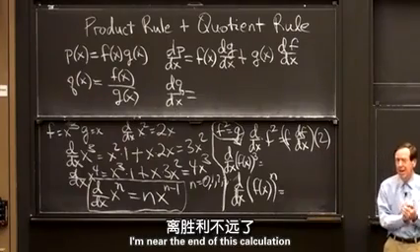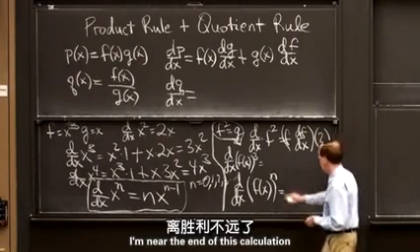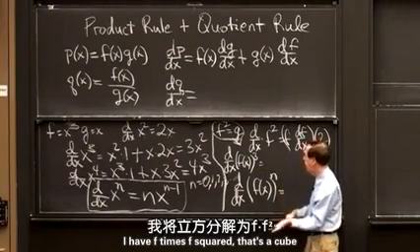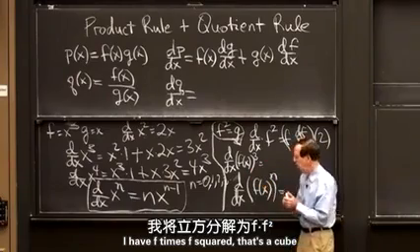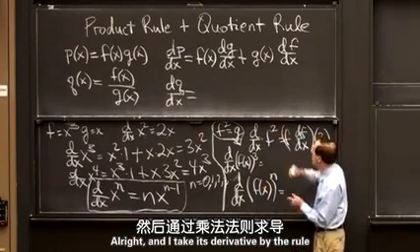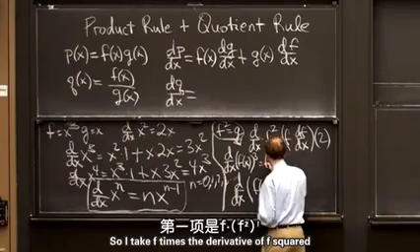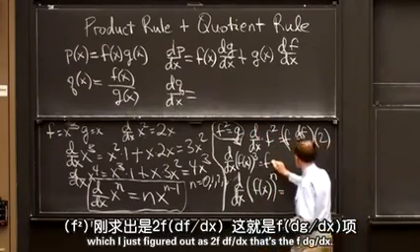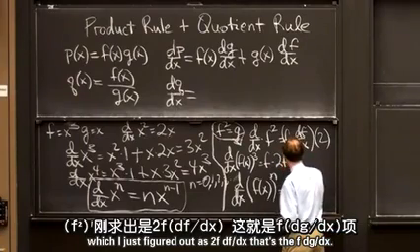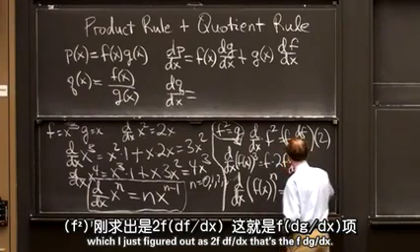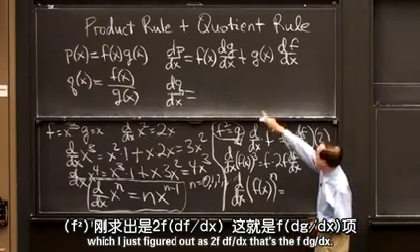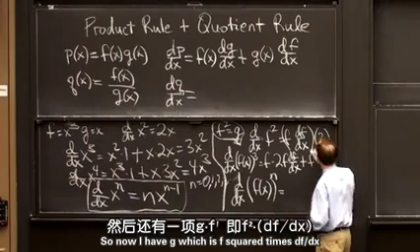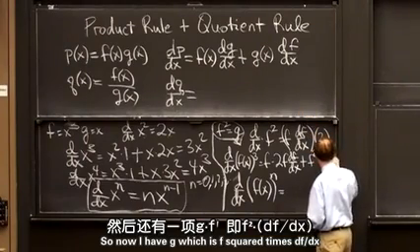I'm near the end of this calculation. Okay, so what do I have? If this thing is cubed, I have f times f squared, that's f cubed. I take its derivative by the rule, so I take f times the derivative of f squared, which I just figured out as 2f df dx. That's the f dg dx, and now I have g, which is f squared times df dx.